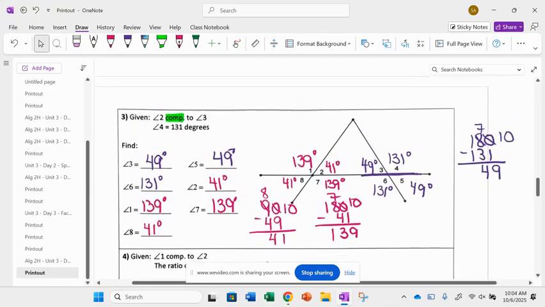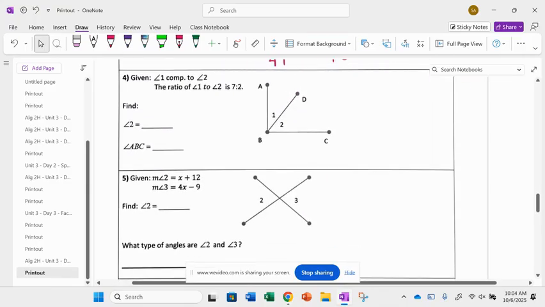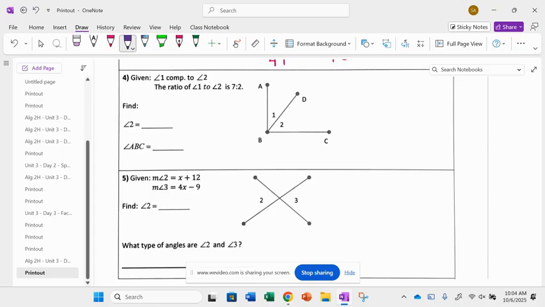Almost done. Okay, so it says given angle 1 comp angle 2. Jack. You got it. So how do I mark that in my diagram? What could I put? A right angle. You got it.